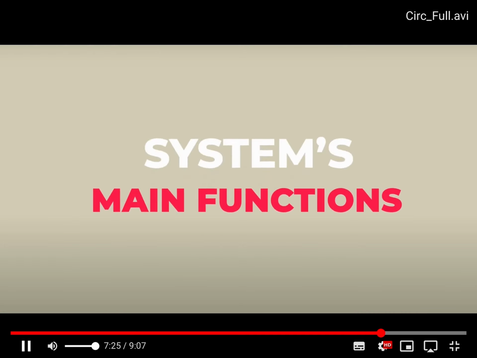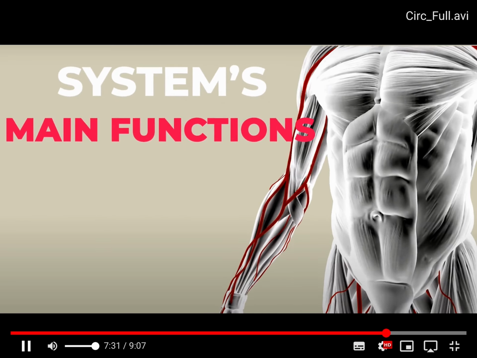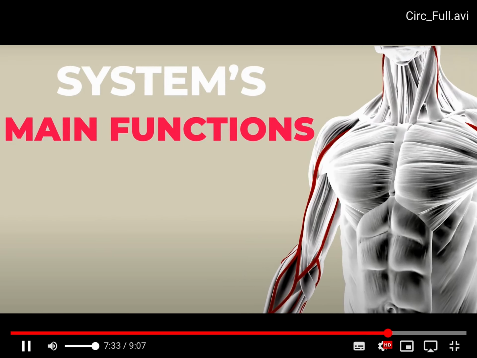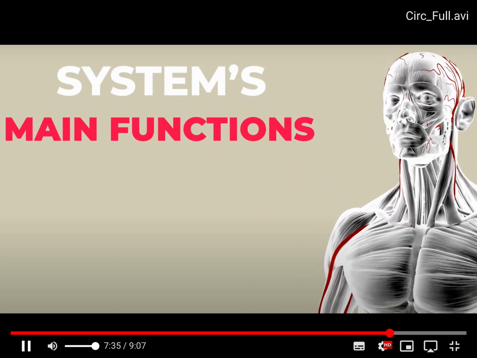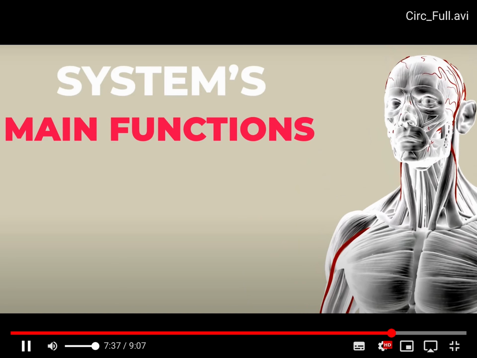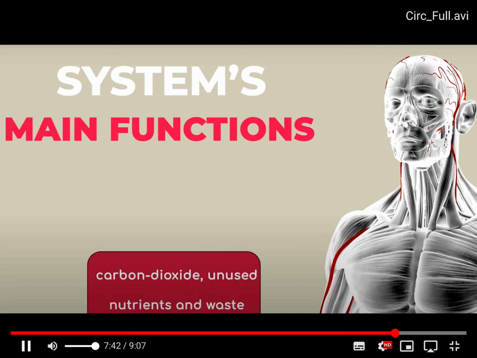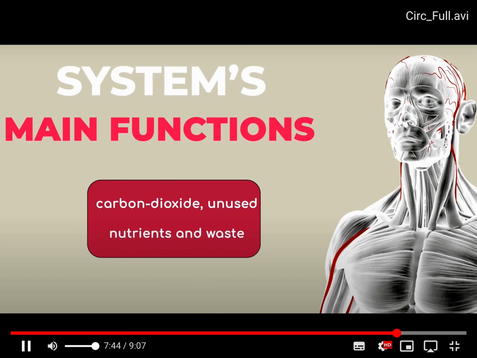Now, for the main functions of the circulatory system. The circulatory system ensures that blood is pushed throughout the body and supplies oxygen to the tissues of the body through the systemic circuit. The circuit is also used to get rid of carbon dioxide, unused nutrients and waste from the body. It also protects the body from infection by deploying antibodies to the infected site.